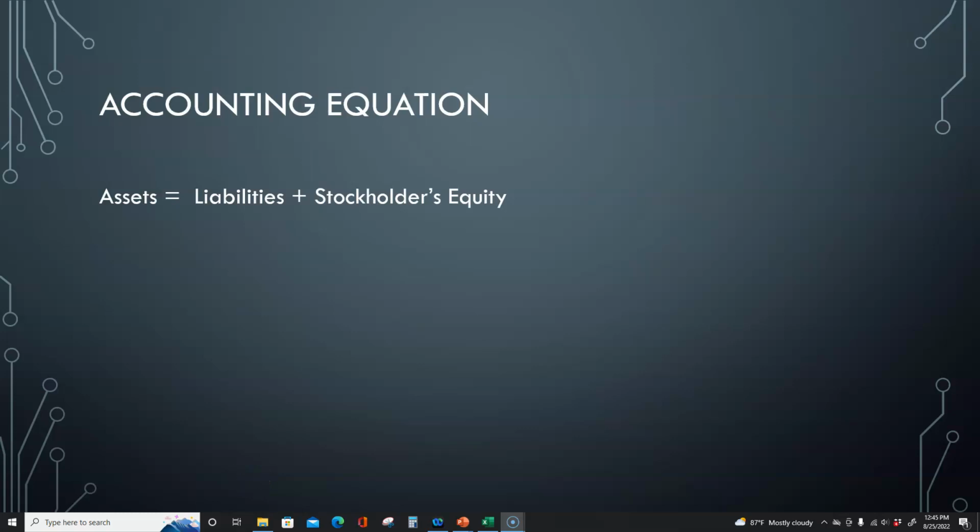Let's review the accounting equation. The accounting equation says assets equals liabilities plus stockholders' equity. This video looks at the different types of examples of assets, liabilities, and stockholders' equity. We're still at the very beginning of the course, so I'm only going to describe some basic assets, liabilities, and stockholders' equity items.